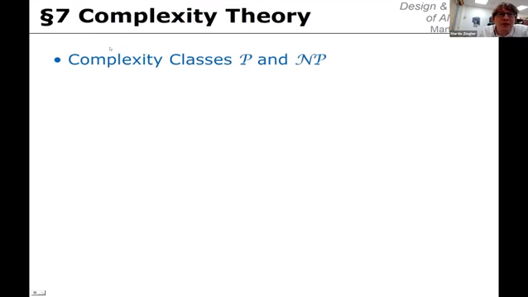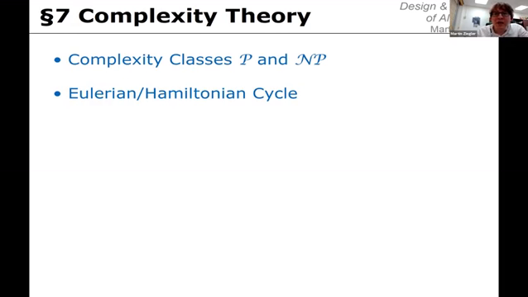So we're going to recall the famous complexity classes P and NP that constitute the Millennium Prize problem. We're going to look at some graph problems, specifically the Eulerian cycle problem and the Hamiltonian cycle problem, and try to compare their inherent complexity. And recall that complexity means the cost of an optimal algorithm.